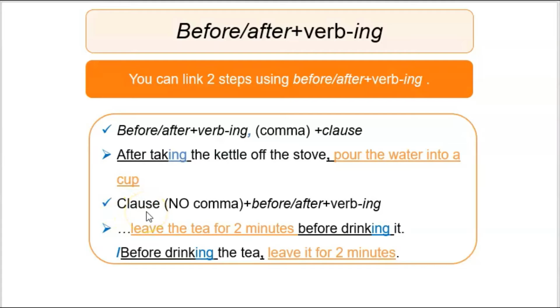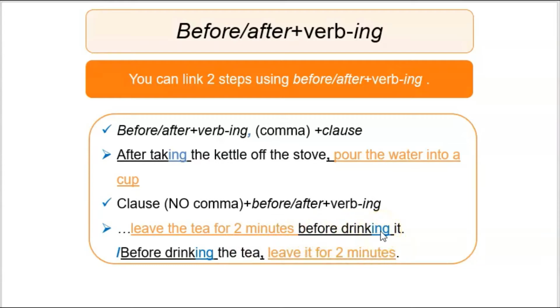And if you do this, then you should have no comma. Okay, then before or after, and then the verb ing. So for example, if we start with the clause here, leave the tea for 2 minutes, that's your clause, before, so there's no comma here, right? Drinking it, there's your verb ing, okay?